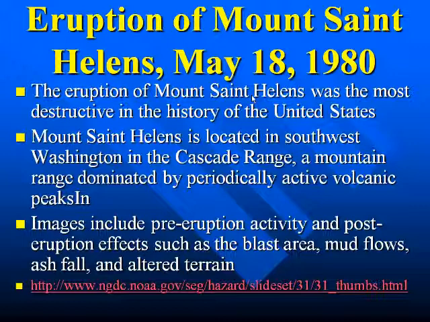Okay, on May 18th, 1980, Mount St. Helens erupted. It was the most destructive in the history of the U.S. It's in southwest Washington, in the Cascades mountain range, which has periodically active volcanoes. Images include the pre-eruption activity and the post-eruption effects, such as the blast area, the mud flows, the ashfall, and the altered terrain. And I'm going to let you click on that and watch it yourself, rather than making this video any longer.